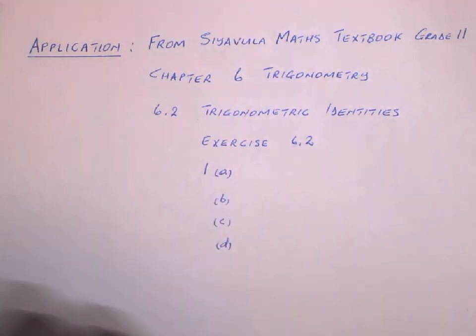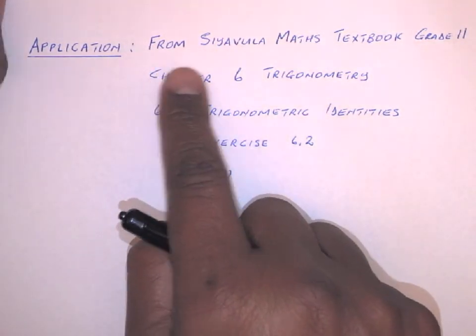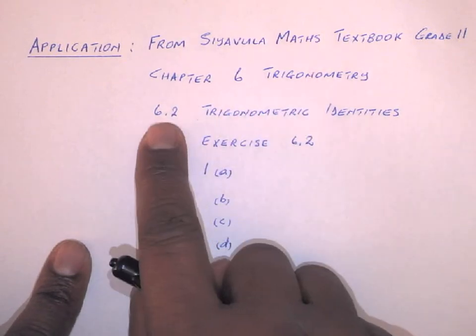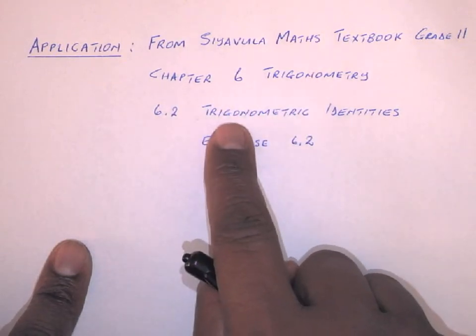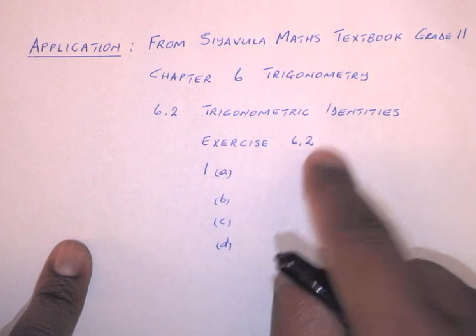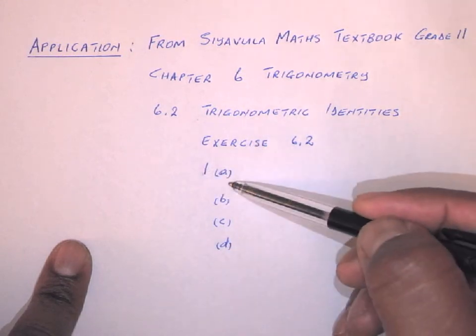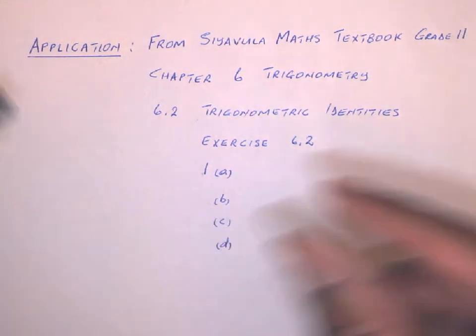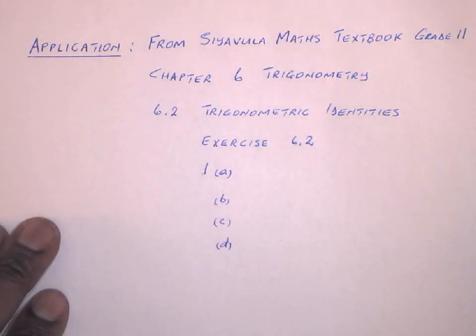Okay? So ladies and gentlemen, if you can try some of the problems from the Siyavula textbook, Maths, Chapter 6, Trigonometry, 6.2 trigonometric identities. Exercise 6.2, just do numbers 1, A, B, C, and D. Then next time we'll be doing more of the identities. Good luck.